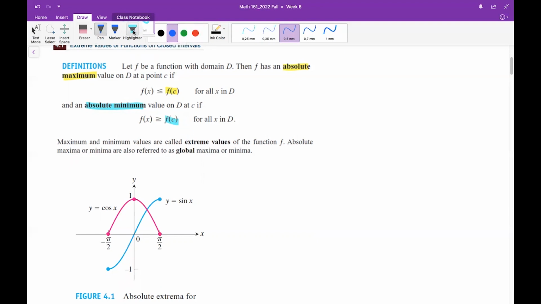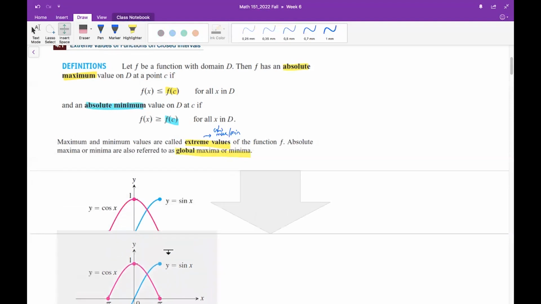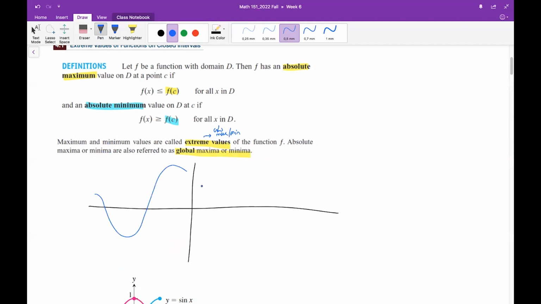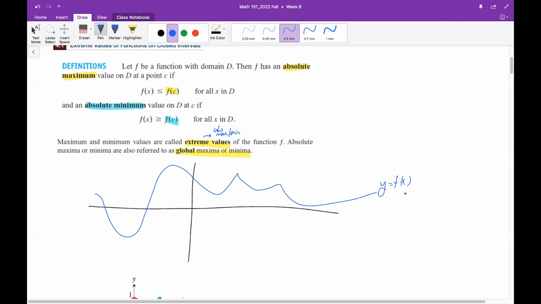Okay, so let's also highlight this part. Extreme means absolute max or absolute min. You may also call them global maxima or minima. And let me draw a graph here for you to visualize what is an absolute maximum value and what is an absolute minimum value. So this is the coordinate axis for us, and let me draw a graph here, for example this one. Let's say this is our y equals f of x function.